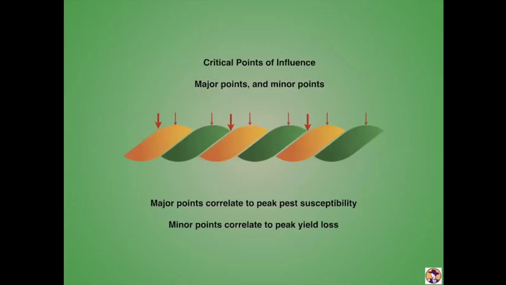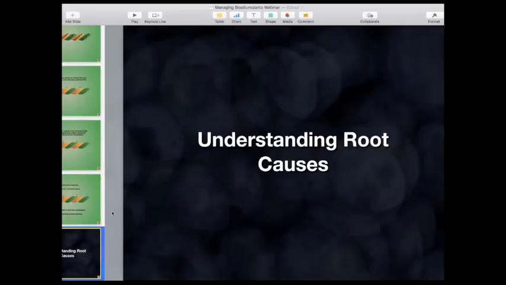So this is what we refer to as critical points of influence, and it's a bit of a description for where we can have the greatest response. So I see that I'm taking a bit more time than anticipated. I'm going to try to move through this last section fairly quickly.